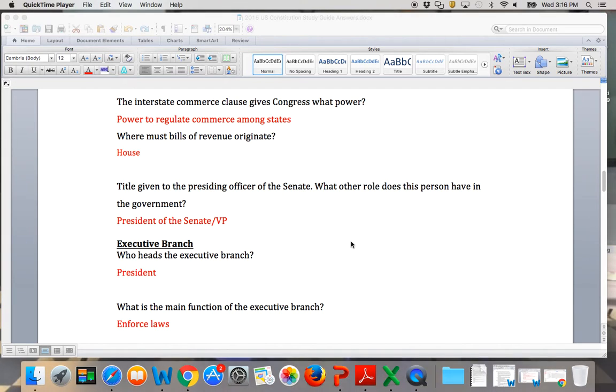And the presiding officer of the Senate is the President of the Senate. This person is also the Vice President of the United States.